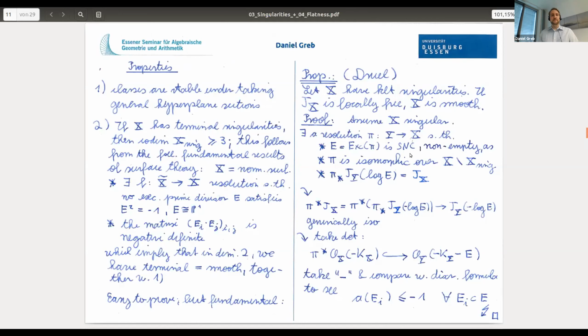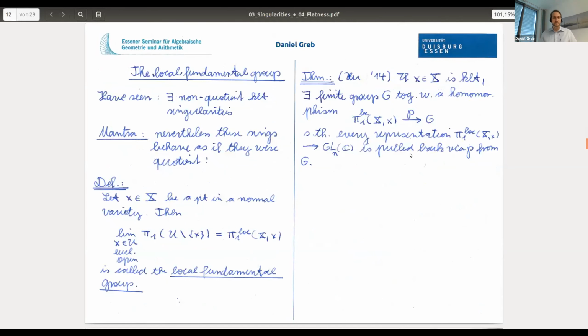Okay, so that's as far as the proper introduction into KLT singularities goes. And so I made the point that the general KLT singularity is far worse in some sense than a quotient singularity. It's not a quotient. But the mantra, which now appears in more and more places in this theory, is that nevertheless these singularities behave as if they were quotient singularities. And I'm going to write one instance here.